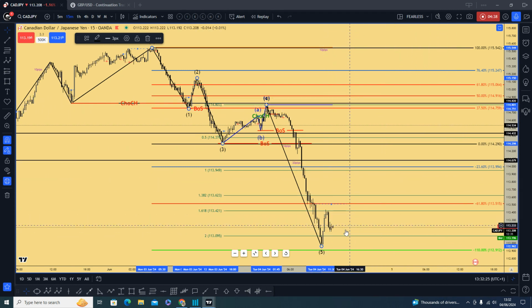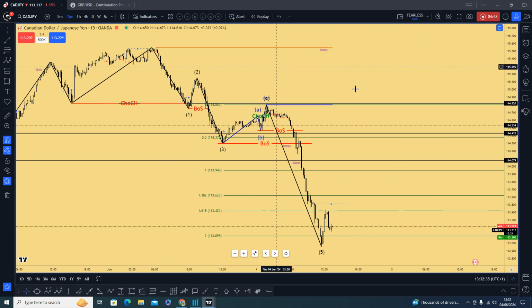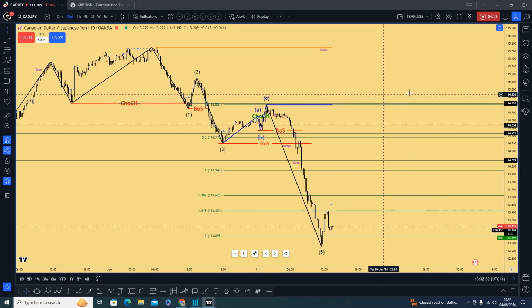And if this pullback comes in tomorrow or even the Tokyo session, the reversal point is the 4 here, which is the, you can delete the Fibonacci now actually. The 4 here, which is the 114.82. That would be my preferred area.